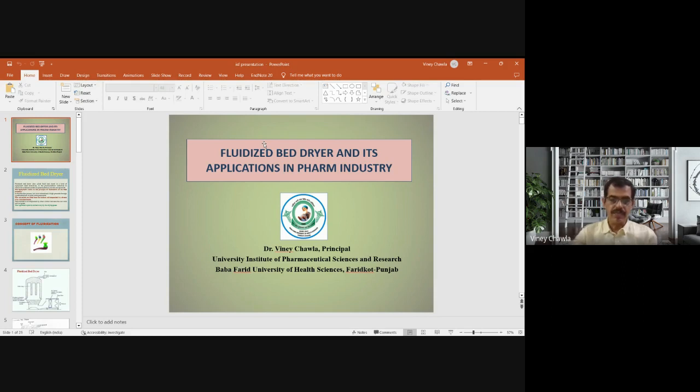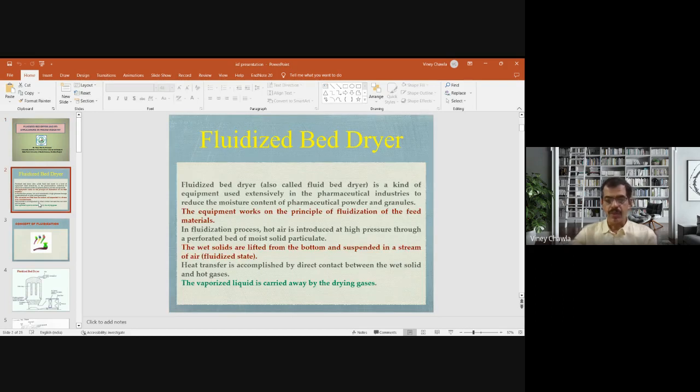So this fluidized bed dryer is an equipment which is also known as fluid bed dryer. Among the various types of dryers that are available, we know that there are some which are having a static bed, that is, the powder bed is not moving. Others are having moving bed dryers. So fluidized bed dryer is one of the moving bed dryers. It is a kind of equipment which is very widely used in pharmaceutical industries in order to reduce the moisture content of pharmaceutical powders and granules.